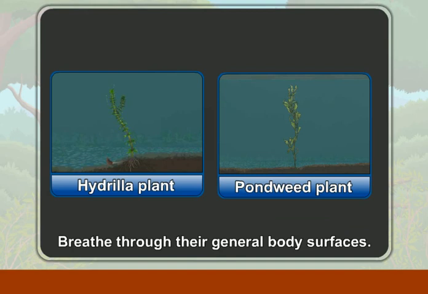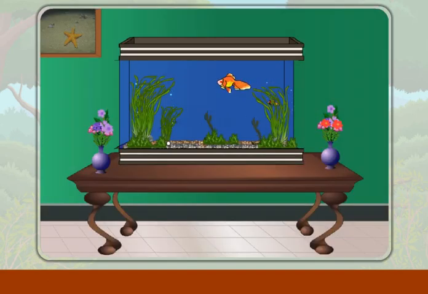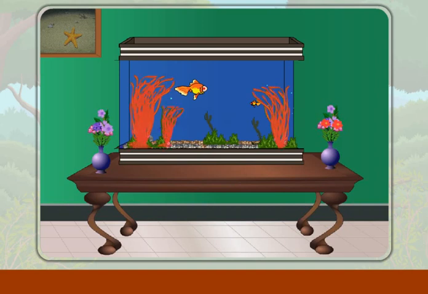Students, now look inside this aquarium. You can see fish swimming in the water. Now take a look at the bottom of this aquarium. There are Vallisneria plants. We grow Vallisneria plants in the aquarium. Do you know why we grow Vallisneria plants in the aquarium?